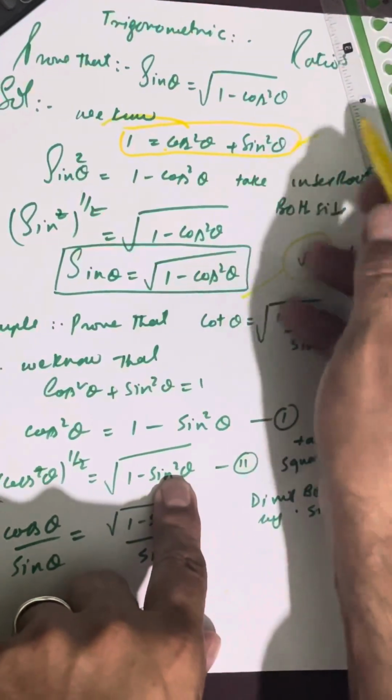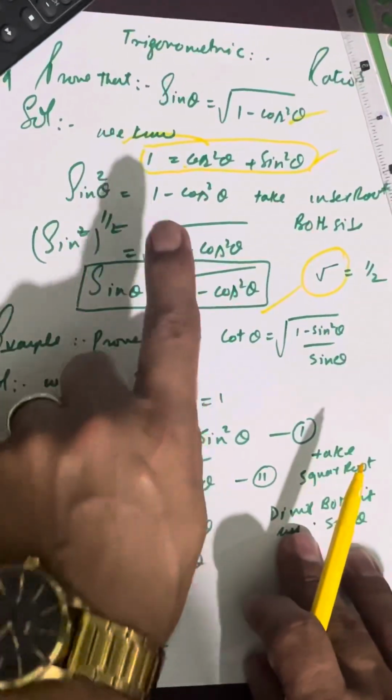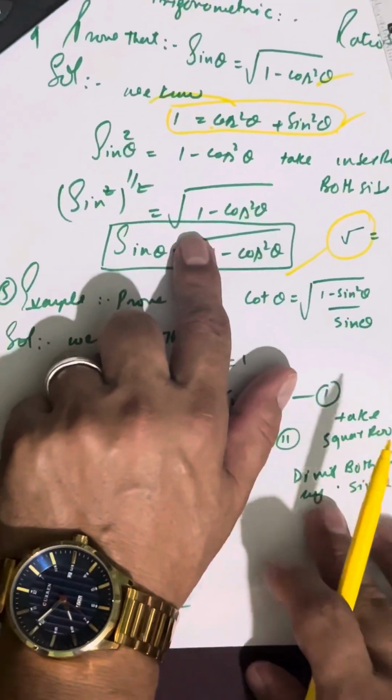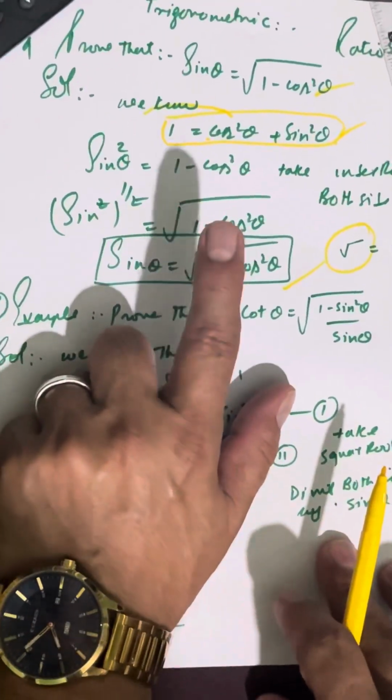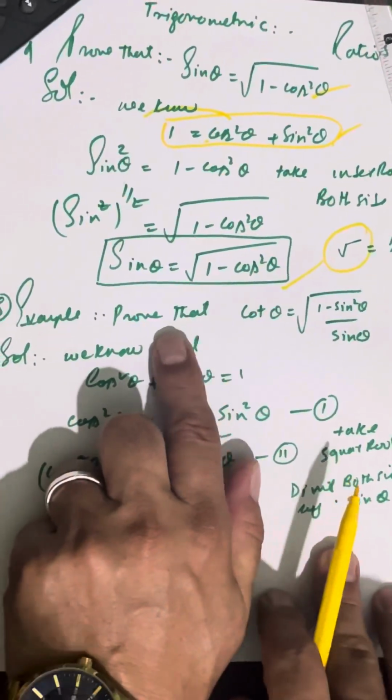So this is the proof of this. From this you can prove the other one. This is very important in higher studies, where you are going to use this in calculus and many other related topics of mathematics.